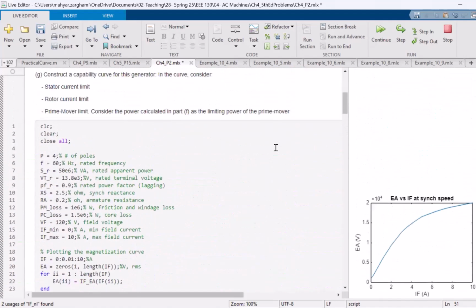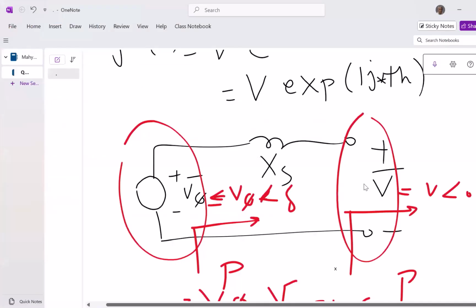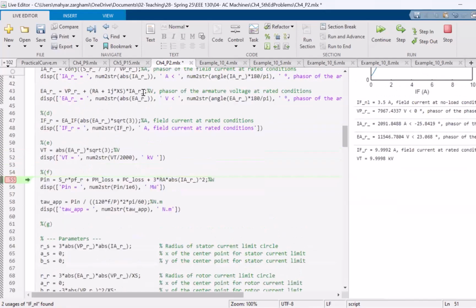Now part F is how much steady state power and torque must the generator's prime mover be capable of supplying to handle the rated conditions. So remember, you are a generator, right? In a generator, we give power on the mechanical side, we receive energy on the electric side. So therefore, you have to consider all of that input power. What we are calculating is all on the electrical side.